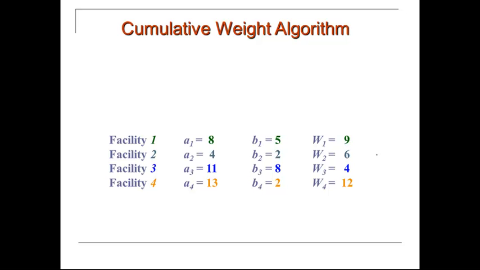And the algorithm, this is what you need to know for solving this type of problem. It's called the cumulative weight algorithm. What this algorithm does is it will take into account the information of the facility. So, for instance, we have facility number 1. These are existing facilities.